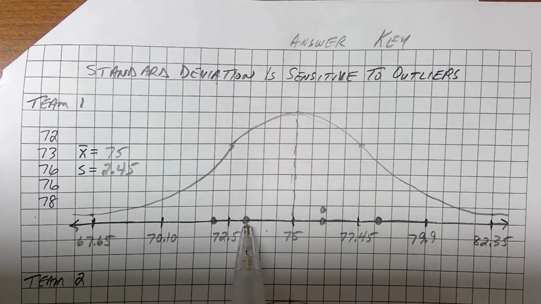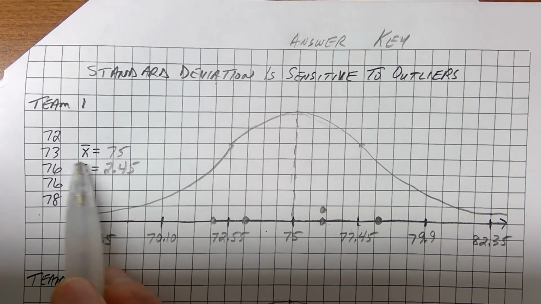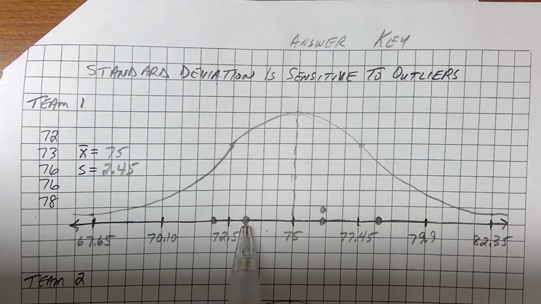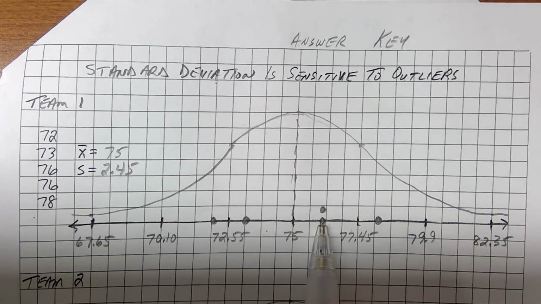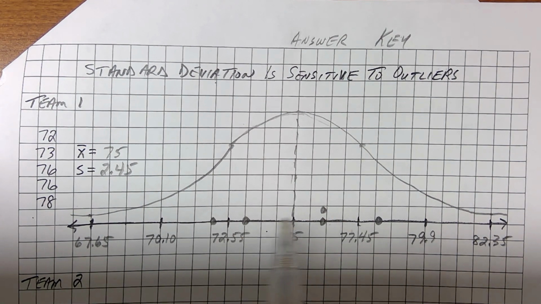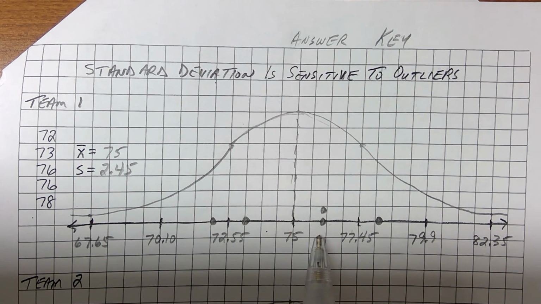Now I went ahead and put dots where the players land. So 72 is right about there. 73 is right about there. A 76-inch tall player, there were 2 of them, so I stacked them. And then the 78-inch tall player is right here. So look at where the team landed with our standard deviations.